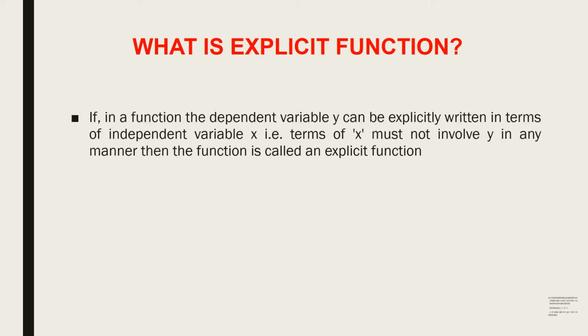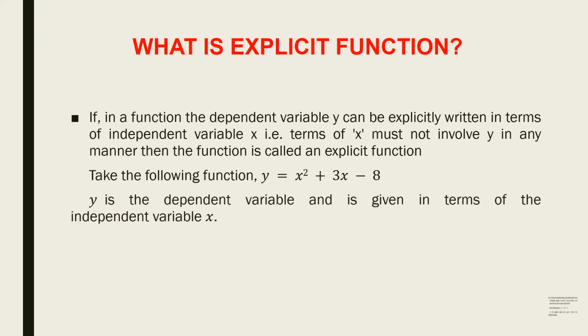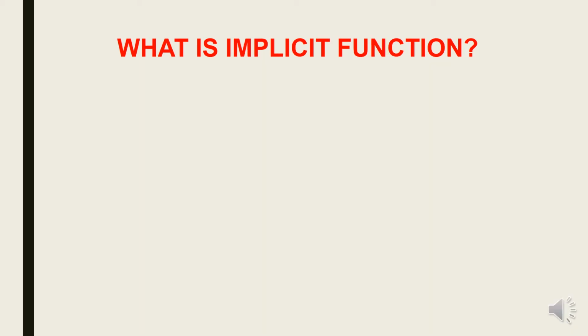If in a function the dependent variable y can be explicitly written in terms of independent variable x, that is, the term of x must not involve y in any manner, then this function is called explicit function. For example, y is equal to x square plus 3x minus 8. Y is a dependent variable and is given in terms of the independent variable x.